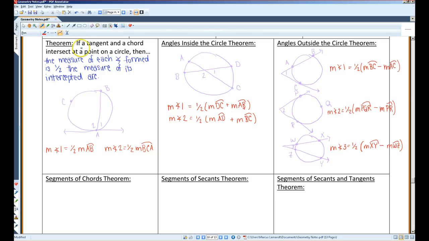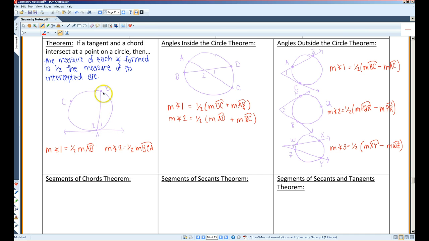Now, you know that the measure of an inscribed angle is half the measure of its intercepted arc. This is true even if one side of the angle is tangent to the circle. If a tangent and a chord intersect at a point on a circle, then the measure of each angle formed is half the measure of its intercepted arc. So, for example, here we've got a tangent line and a chord.